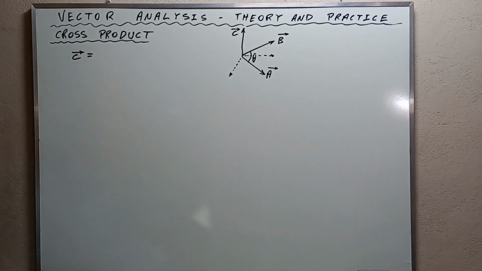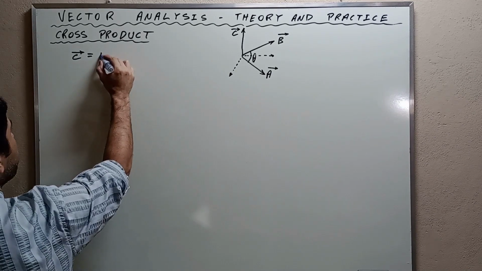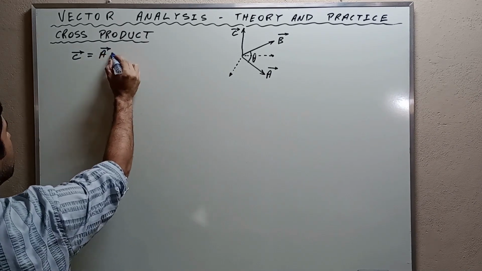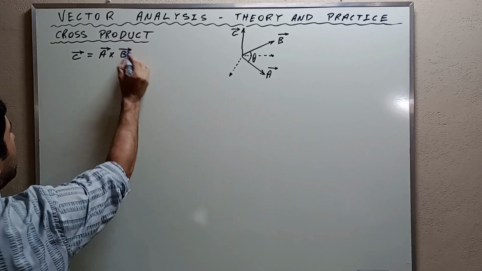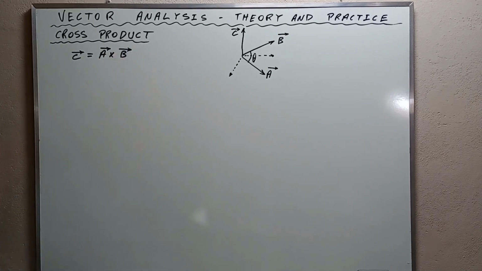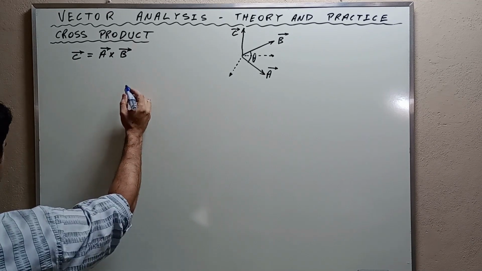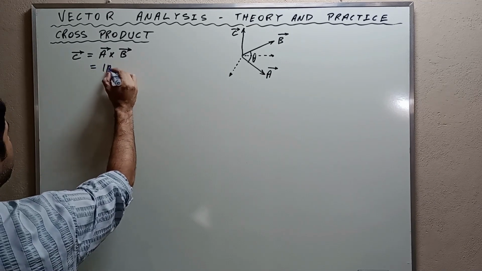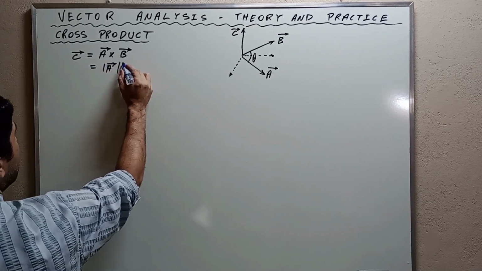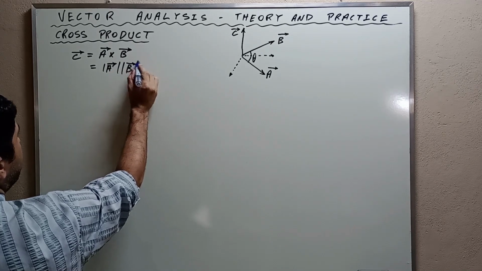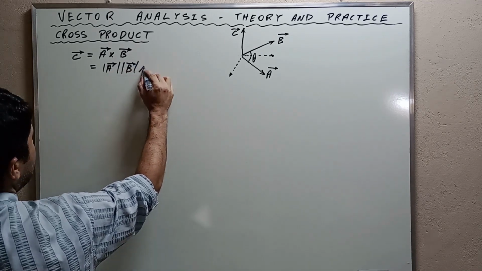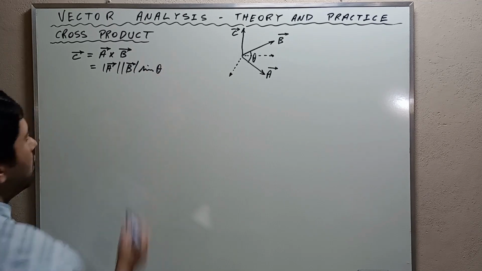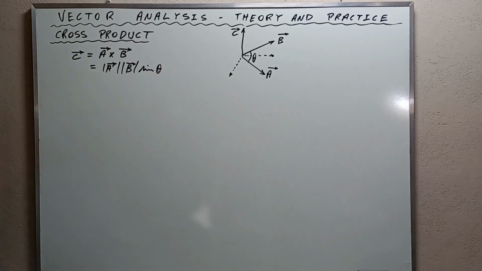So if C is the vector resulting from the cross product between A and B, then C will be equal to the magnitude of A times the magnitude of B times the sine of the angle between them.